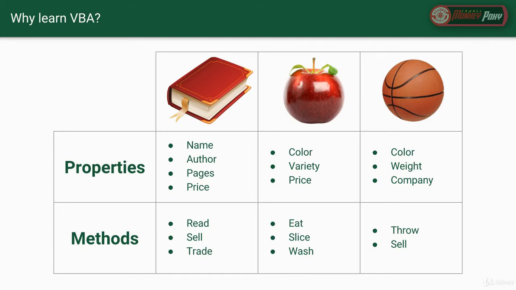For example, the book and the apple both have a price property. In real life, nobody would confuse a book for an apple. They're two different objects, they're two different entities, they're two different things, but they both may have similarities. They may both have a price.